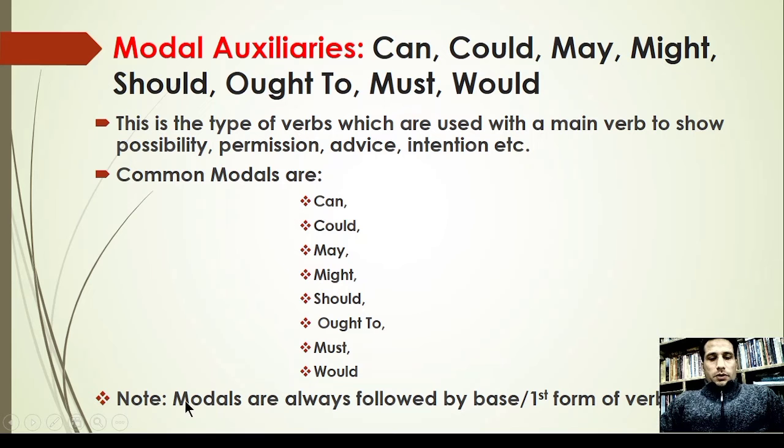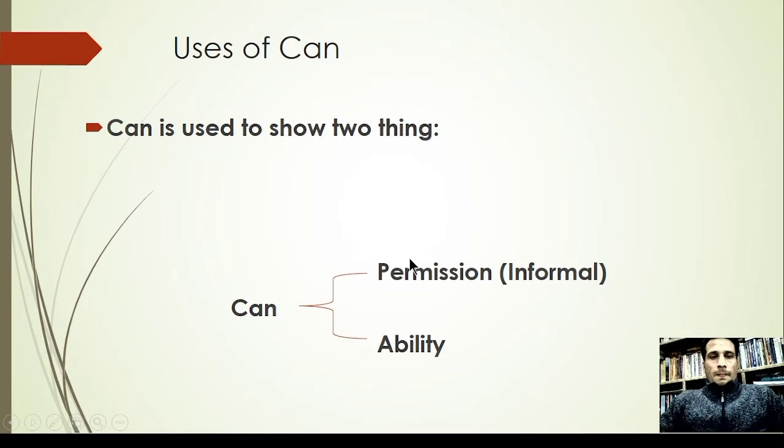Now remember that modal auxiliaries or modal verbs are always followed by a base form or first form of the verb. In passive voice, definitely they are followed by the third form of the verb, but in normal cases they are followed by the base form or first form of the verb. Now today we'll only talk about the uses of can and could.